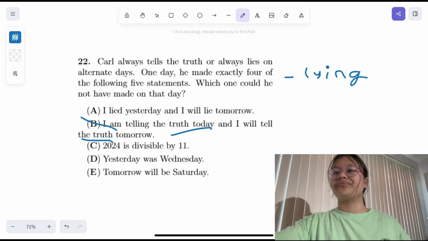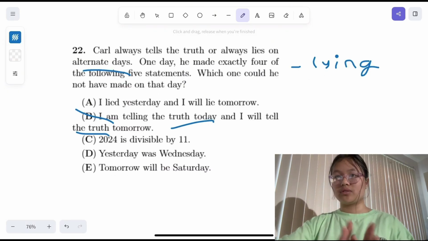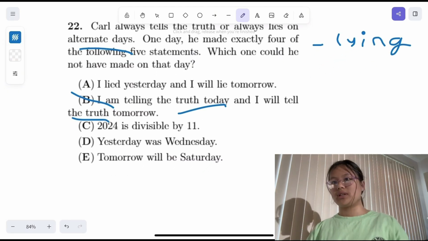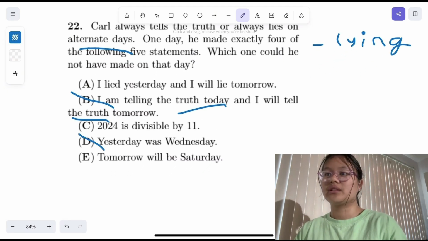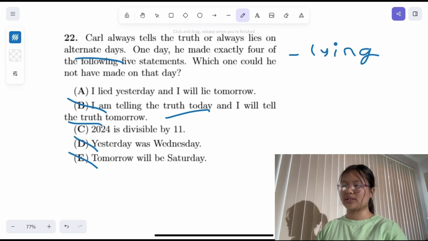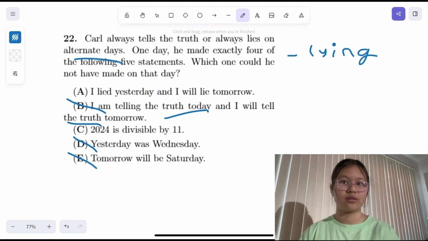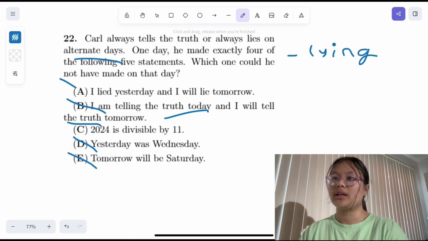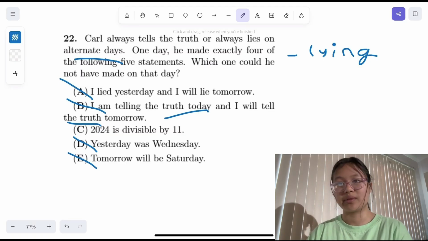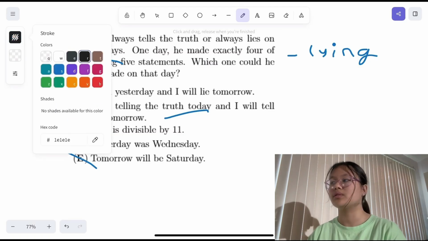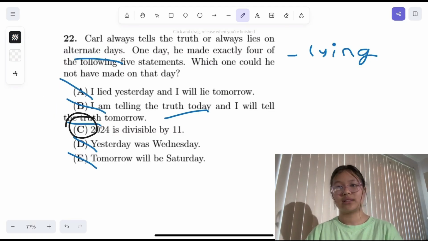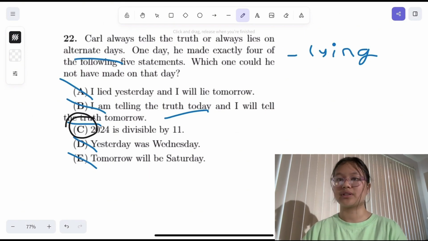So then he would have to tell the truth today and then lie tomorrow, so that doesn't work. Okay, and then tomorrow is Saturday and yesterday was Wednesday. That does not work because they do not correlate. And then A, I lied yesterday and I will lie tomorrow. Same thing as B, so the only thing that is left is C. So our answer is C.